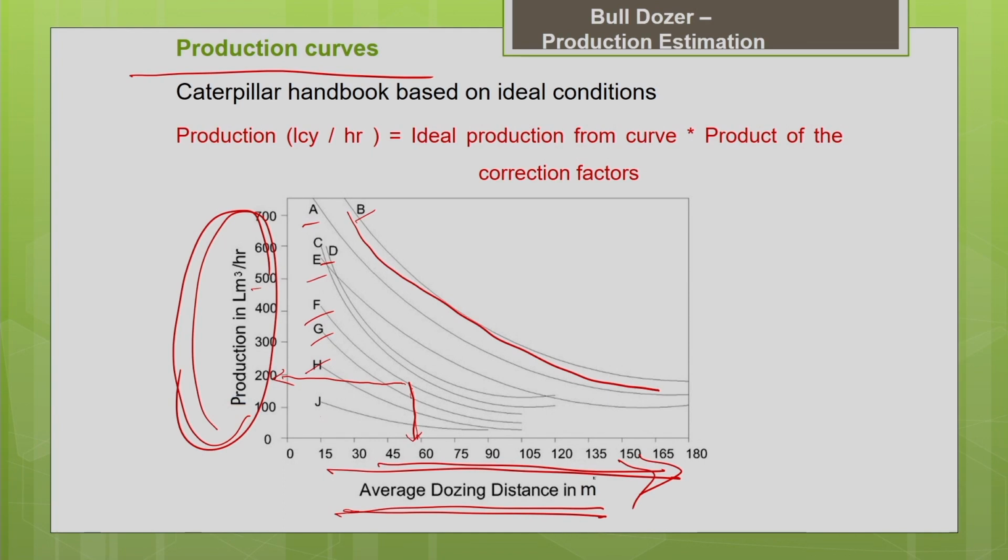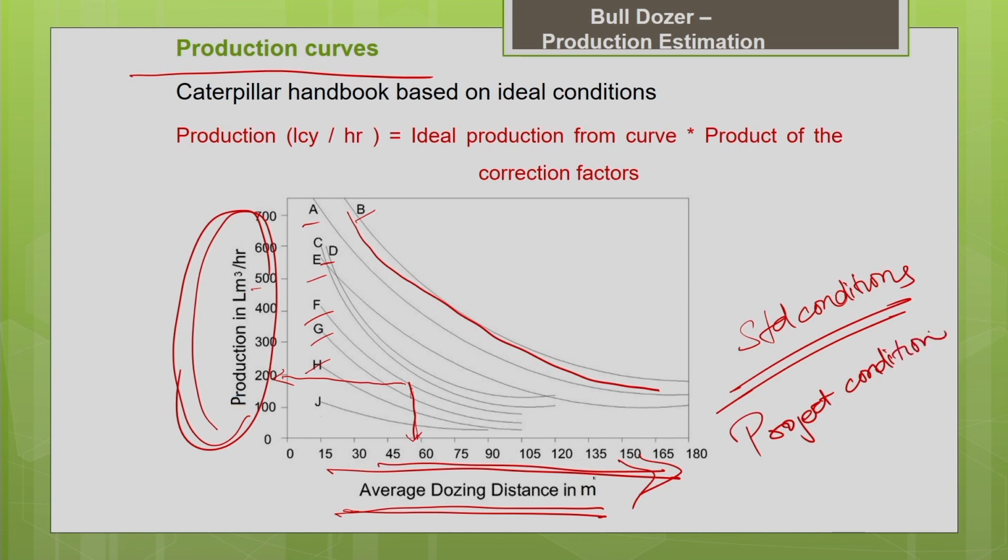But one thing you should know is that these production curves are drawn assuming some standard conditions. They are applicable only for the standard conditions which they have assumed for drawing these curves. But your project site conditions may differ from these standard conditions, mostly they will differ. If your project conditions differ from the standard conditions, then accordingly you have to apply some correction factors. So, how are you going to estimate the productivity?